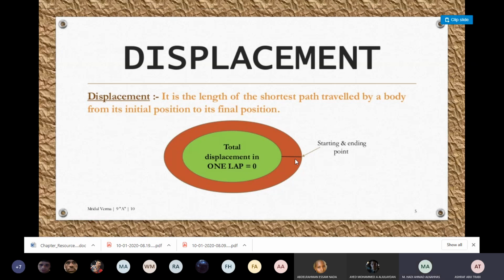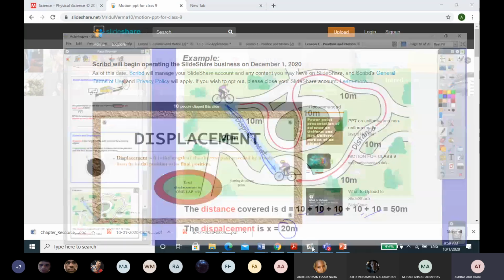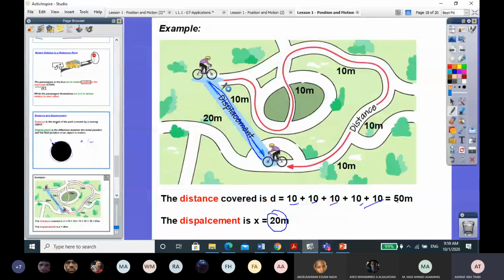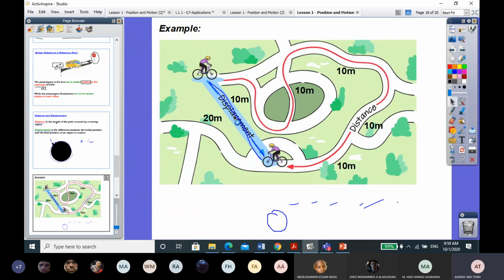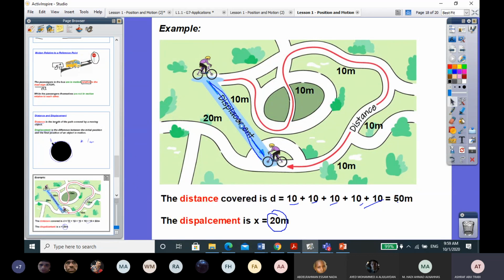Do you know the difference between the displacement and the distance? I will give you another example here. For example, here is another example, but I will not give you a 0 value of displacement. See here, guys.